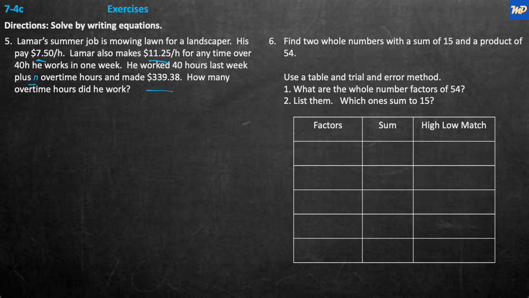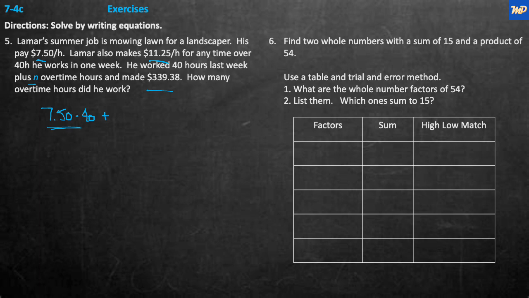Lamar work? Well, so we know he's getting $7.50 per hour for every hour that's 40 and less. And they're told here that he worked 40 hours last week plus. So in this equation, we know that we're going to be taking $7.50 and multiplying by the full week, because it's $7.50 per hour for anything 40 hours and less. And we know he worked at least 40 hours last week because he worked 40 hours plus some overtime hours. So that is times 40 plus his overtime. So this is his regular pay, and now we'll do his overtime pay.